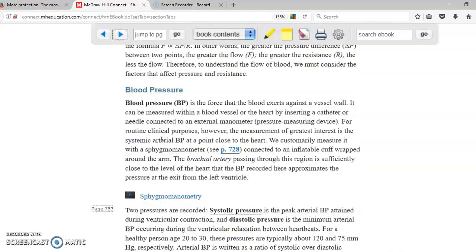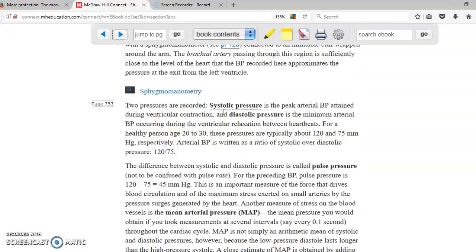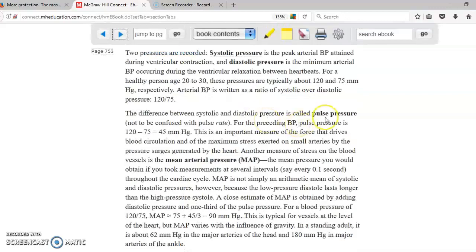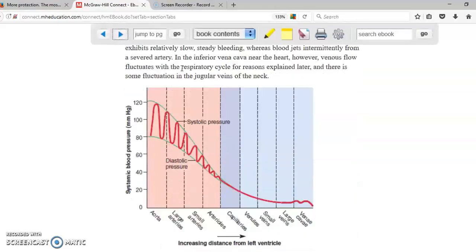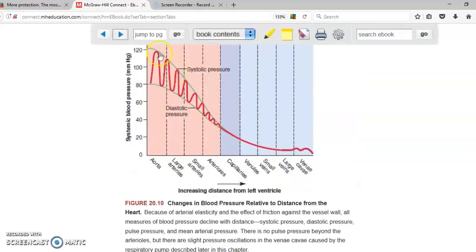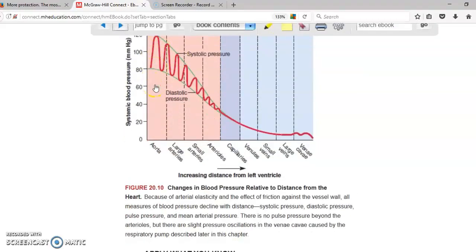We scroll down, we can see blood pressure. You have systolic pressure and diastolic pressure. The difference between the two is the pulse pressure. Mean arterial pressure is not the average, but rather 1/3 of the pulse pressure added to the diastolic pressure. So we keep scrolling down, and you can see here, obviously, systolic pressure is higher than diastolic pressure.